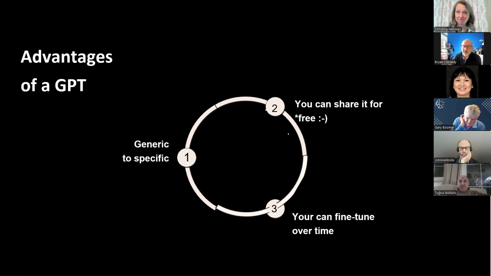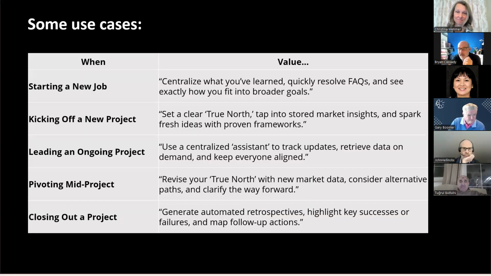And you can fine tune it over time. Now, when might you want to use a GPT? The best case study I've seen recently is I worked with a guy who was starting a new job, and he wanted to look good.